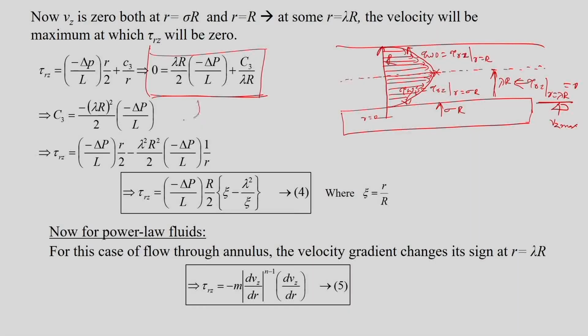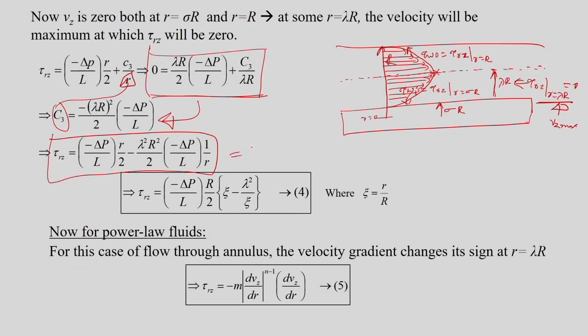From here we get C3 as this expression given here. Now you substitute this C3 back in this equation and simplify. Then you get tau rz is equal to minus delta P by L times r by 2 minus lambda square R square by 2 times minus delta P by L times 1 by r, because 1 by r is there.